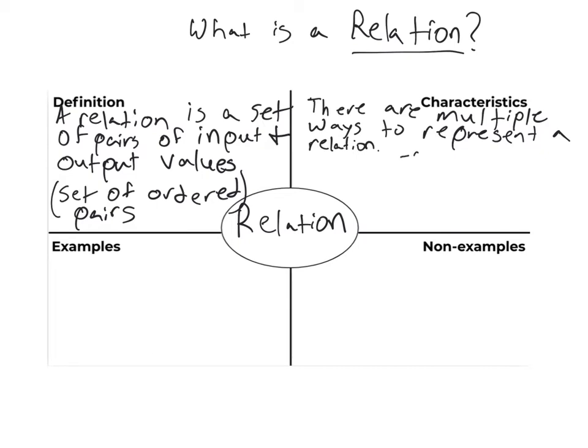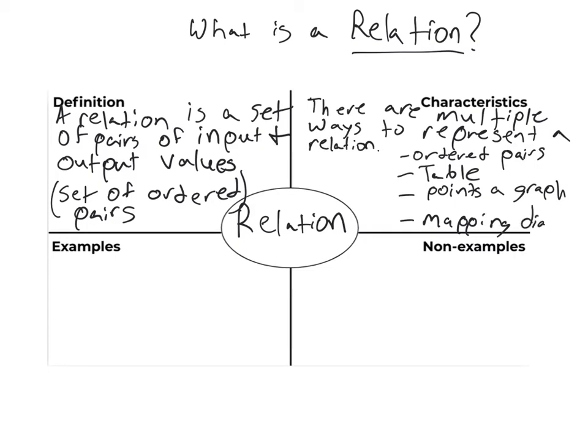So one is ordered pairs. Two, table. Three, points on a graph. And the fourth one is a mapping diagram. Okay? So if you're thinking of some examples of a relation, we can think of it like this.